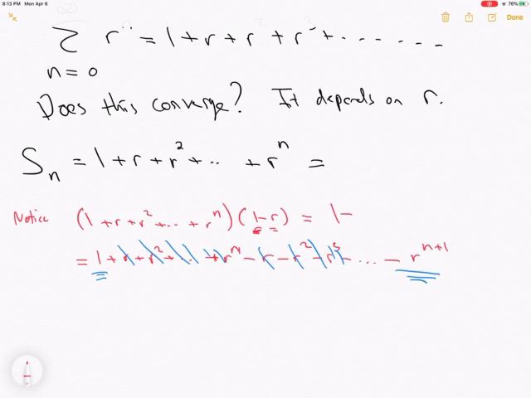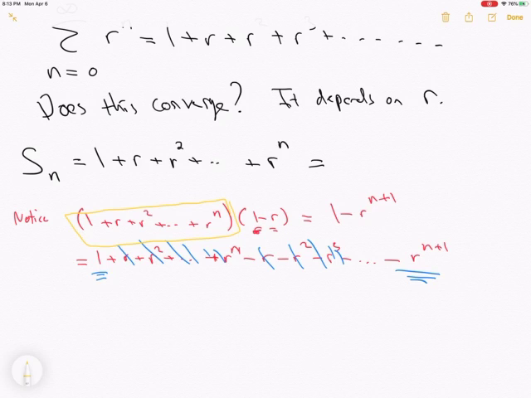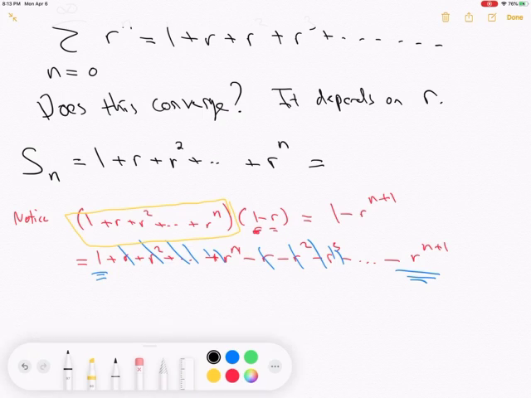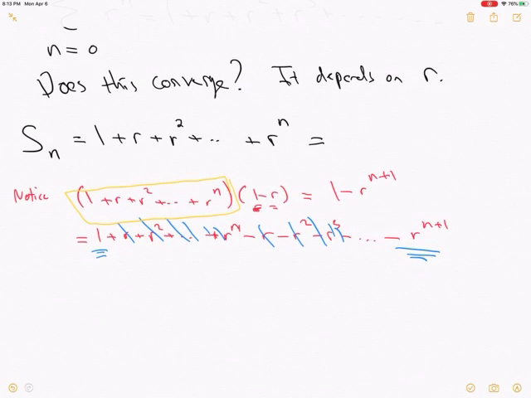This is equal to 1 over r to the n plus 1. And so if we just take this equality here, then we can solve for the yellow box. We just divide both sides by 1 minus r, and that gives us this very nice formula for the partial sum, which is written above. So the formula is: the partial sum is 1 minus r to the n plus 1 over 1 minus r. So you have this very, very nice formula. I'll put it in a box here.